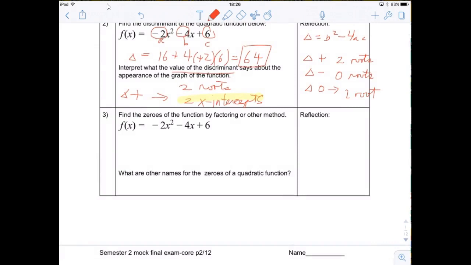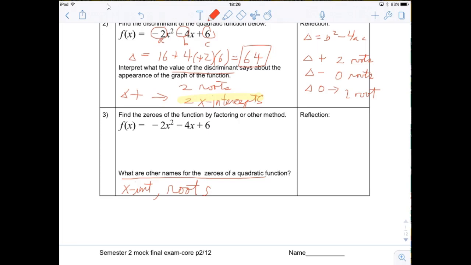Find the zeros of the function by factoring or other method. Let's answer this question here. What are other names for the zeros of a quadratic function? Instead of zeros, you could say x-intercepts, because it's the same thing. You could also say roots. Maybe I'll think of some other name, but that's all I can think of for now. So how do you find roots or x-intercepts or zeros?